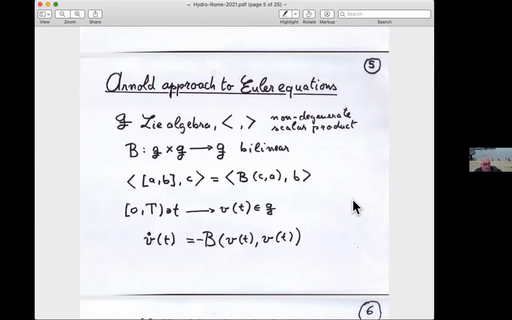And then the Euler equations are equations for maps of a time interval, 0 to t, to the Lie algebra. So for every time t, you have v of t, an element in the Lie algebra. And the equations are that the time derivative of v is minus B(v(t), v(t)). There are some kind of geodesic equations which appear here.